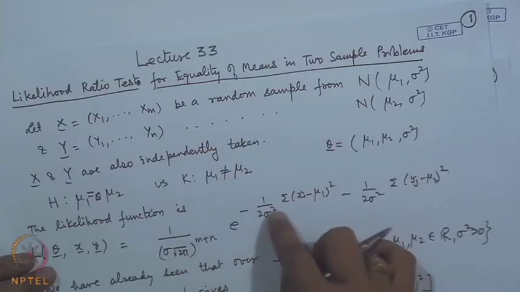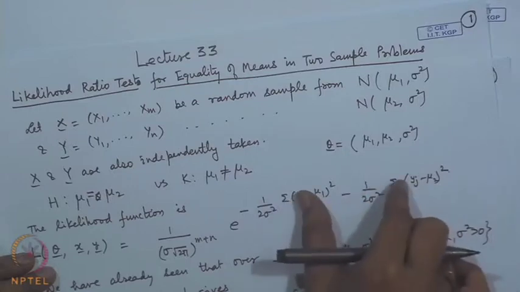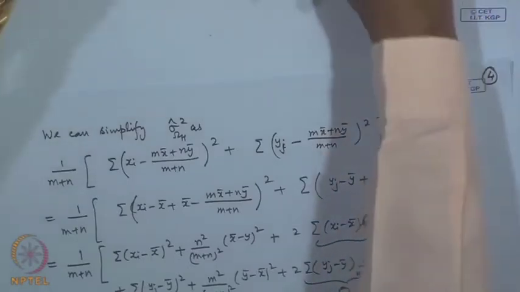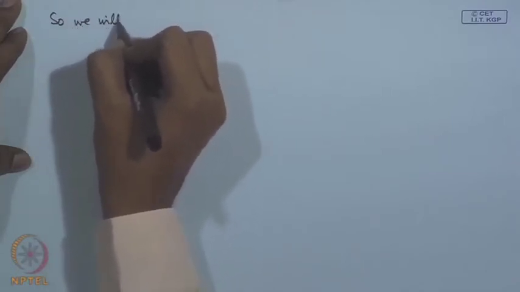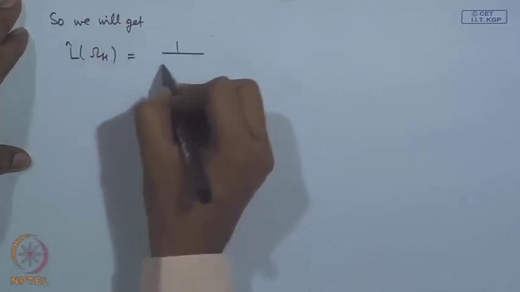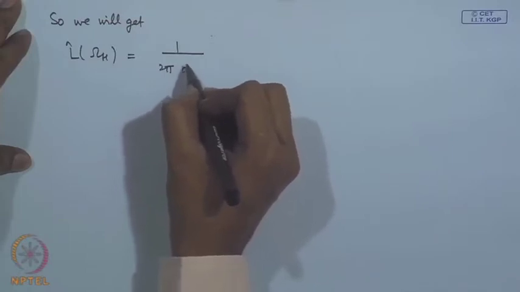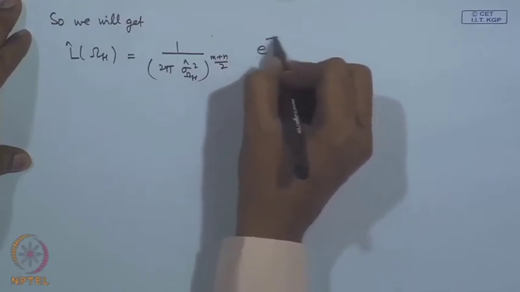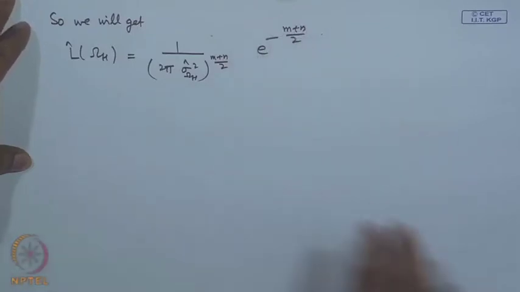So, in the likelihood function, if I substitute this value, that is 1 by sigma omega h head square, and here I substitute this value. This is obtained after substituting mu 1 equals mu 2 equals mu. I will get L head omega h equal to 1 by 2 pi sigma omega h head square to the power m plus n by 2 e to the power minus m plus n by 2.